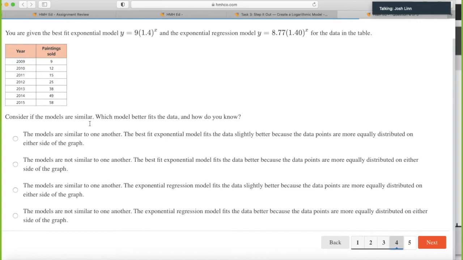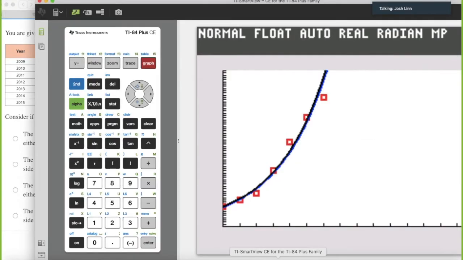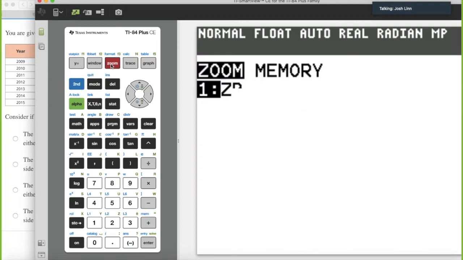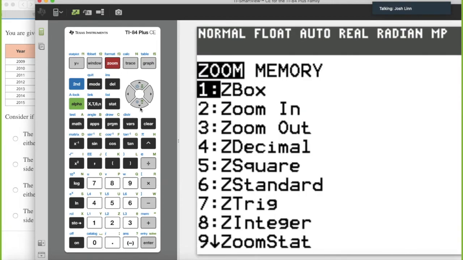So, what was the question? Consider if the models are similar. Which model better fits the data, and how do you know? Okay, so let's look at our calculator again. Man, I don't know. So the black one is on top. I don't know, let's zoom in, see what happens.